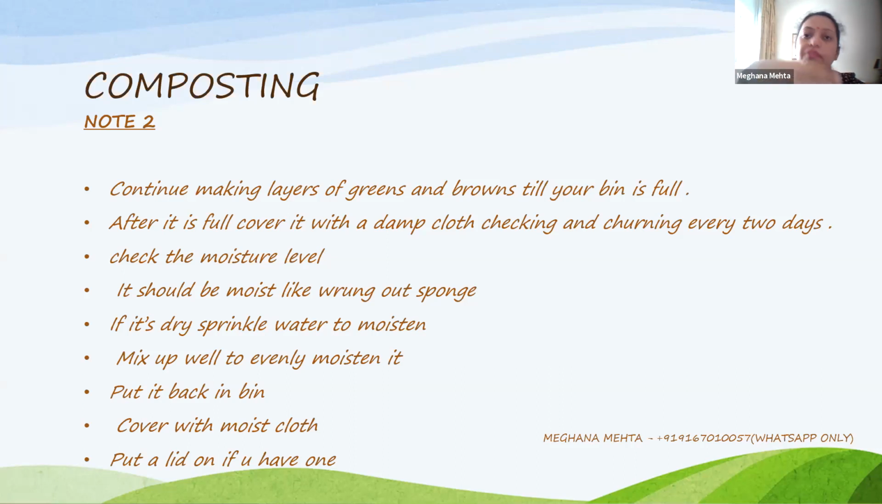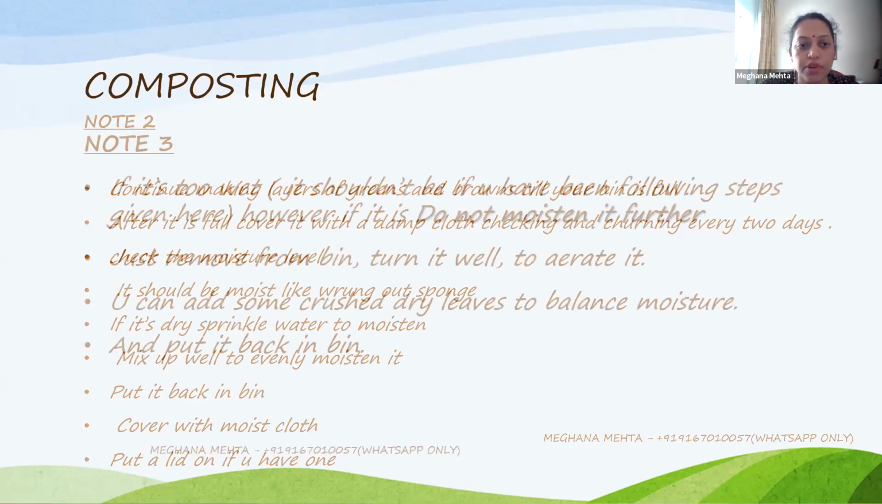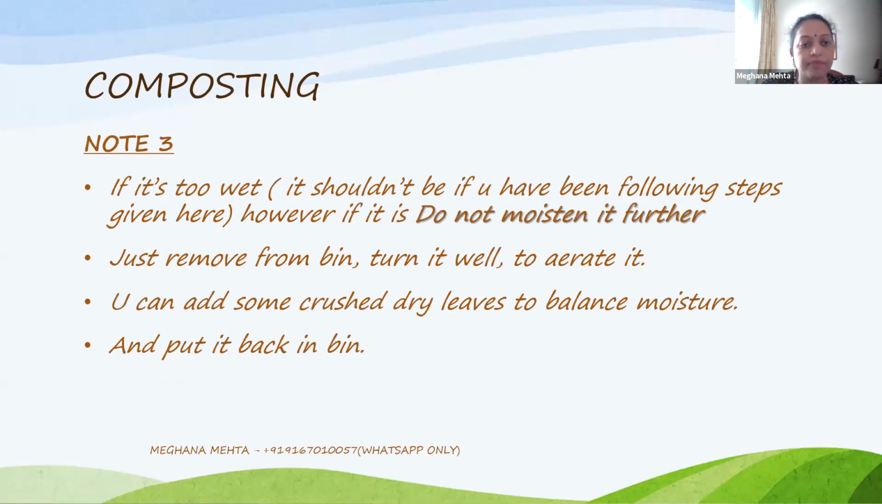But on the reverse, if it is dry, sprinkle a little water on it to make it moist, because without moisture, decomposition will not happen. Air and water are the important ingredients for making compost. We need to mix up well to evenly moisten it, put it back in the bin, cover with a moist cloth, and put a lid if you have one. If you don't have a lid, we are covering it with a cloth, with newspaper, with brown paper, whatever we have.